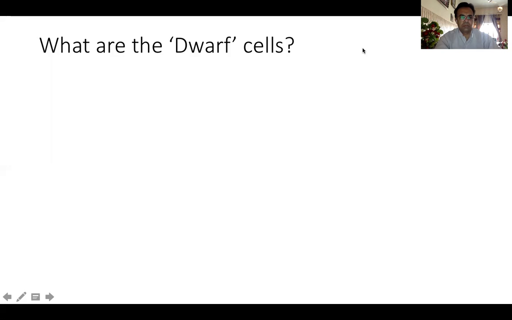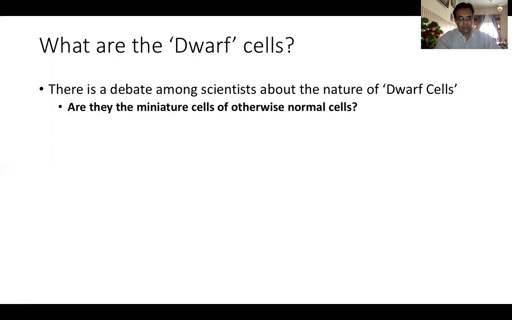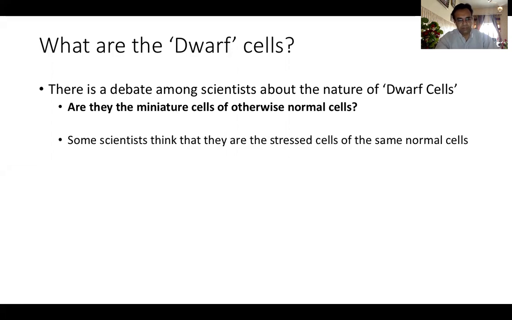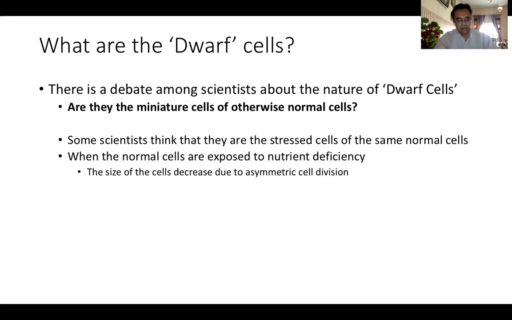If we conclude all our discussion up till now, there is, I would say, a debate among scientists about the nature of dwarf cells. What are dwarf cells actually? Are they the miniature cells of otherwise normal cells? Some scientists think that they are actually the stressed cells of the same normal cells. When the normal cells are exposed to nutrient deficiency, as we have already discussed, the size of cells decreases due to asymmetric cell divisions.